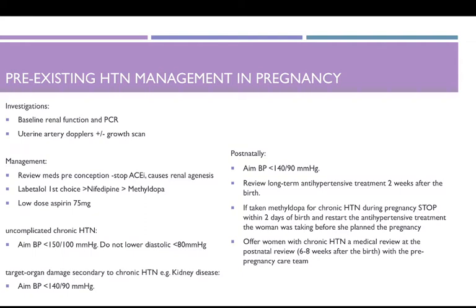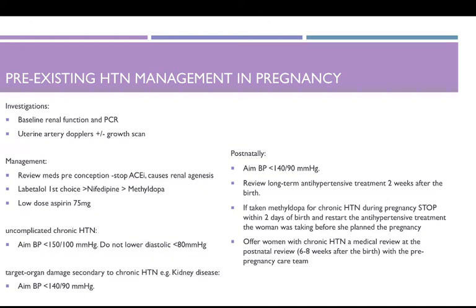You would also do uterine artery Dopplers and a growth scan. The way that it's managed is you need to stop any ACE inhibitors because this causes renal agenesis in the fetus. So this is something you do pre-conception. If you know that one of your patients has high blood pressure and they're trying to get pregnant, you'd stop the ACE inhibitors. The first choice for pregnant women in managing blood pressure is labetalol, followed by nifedipine and then methyldopa.